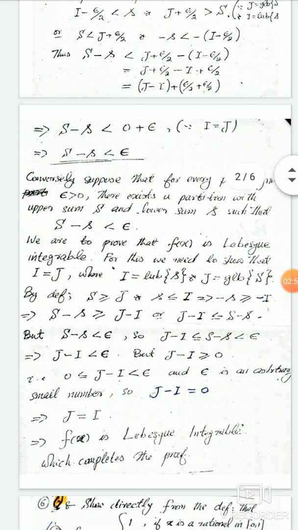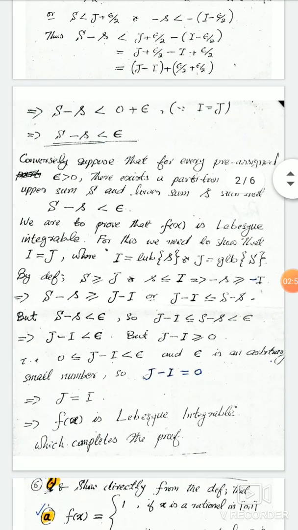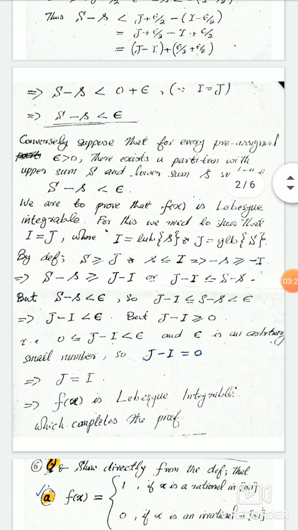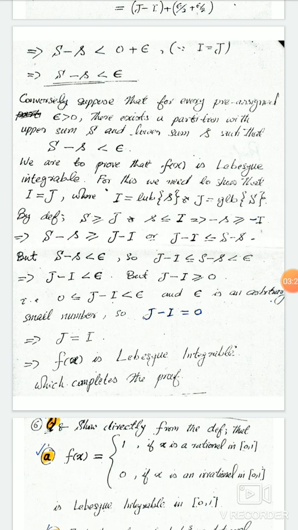Now conversely, suppose that for every pre-assigned epsilon greater than 0 there exists a partition with the upper sum capital S and the lower sum small s such that capital S minus small s is less than epsilon. We are to prove that f(x) is Lebesgue integrable. For this we need to show that I is equal to J, where I is equal to the LUB of the small s and J is equal to the GLB of the capital S.